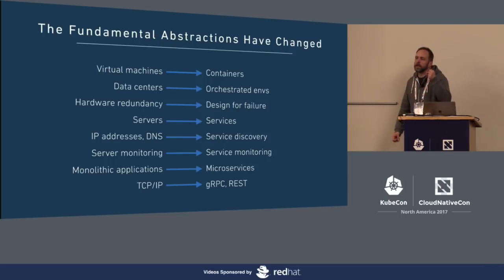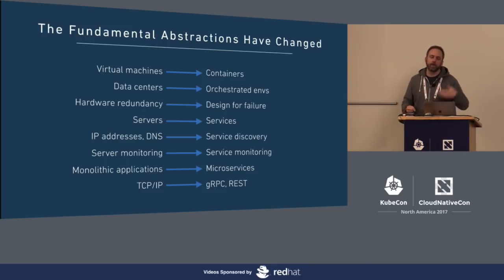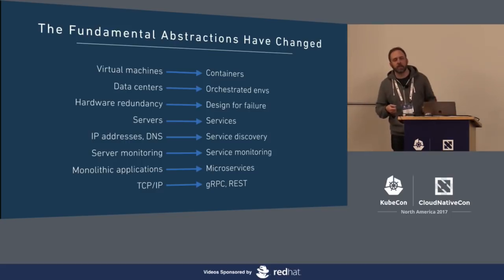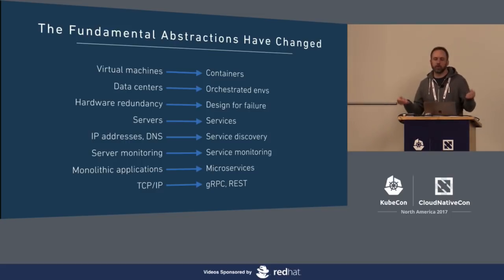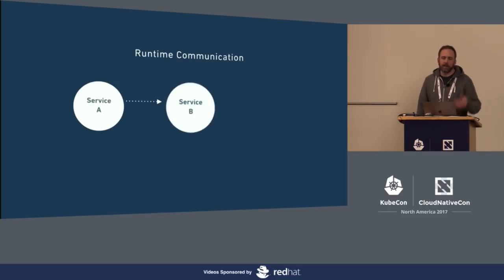We're not worrying about individual TCP connections. We assume that's going to work 90-whatever percent of the time. Instead, we're thinking about how our REST APIs are formed, how we're going to use gRPC, and whether we're doing flow control over HTTP/2 streaming semantics or whatever. So those abstractions have all changed.